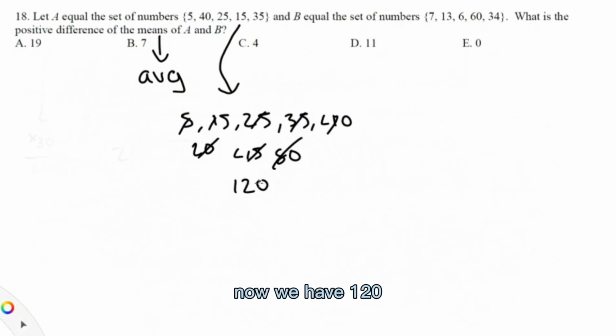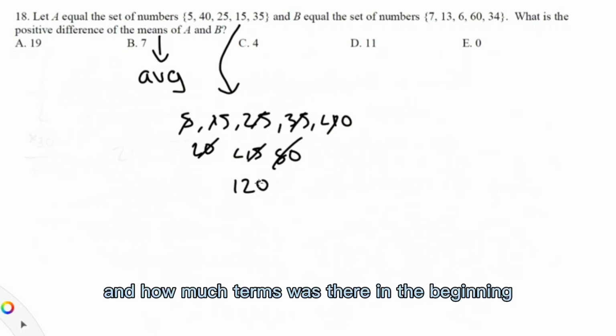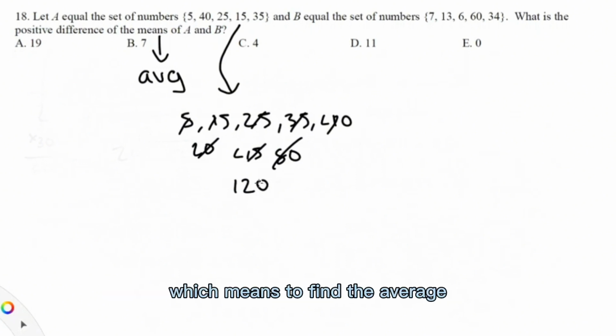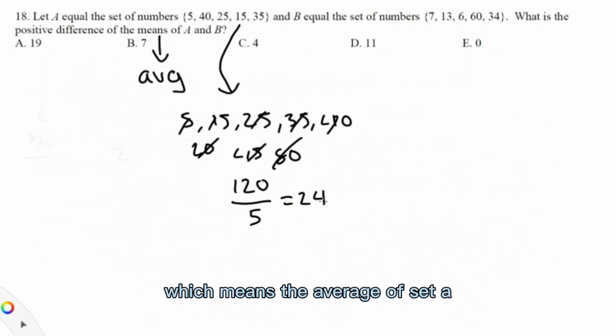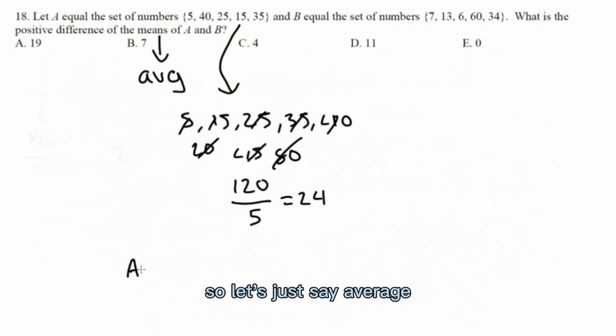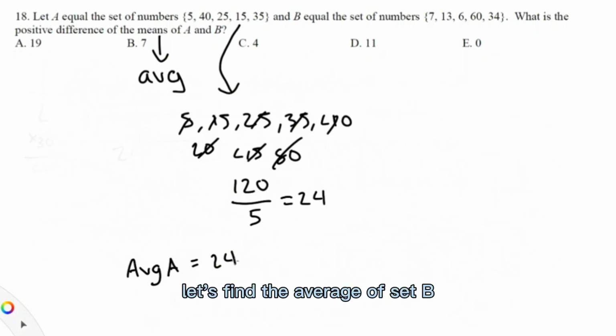Alright, now we have 120. And how many terms were there in the beginning? So there were 5 terms, which means to find the average, we would do the sum, which is 120, divided by 5, the amount of terms. 120 divided by 5, that's 24, which means the average of set A, so let's just say average A equals 24. Alright, next, let's find the average of set B.